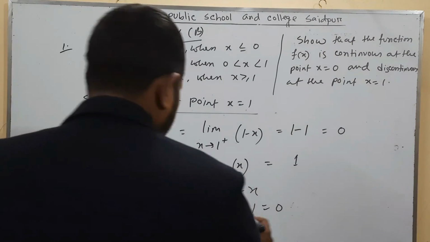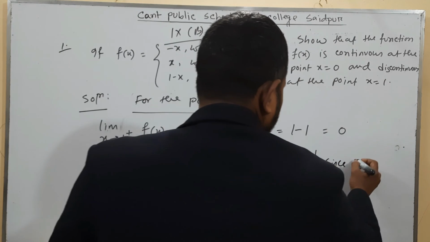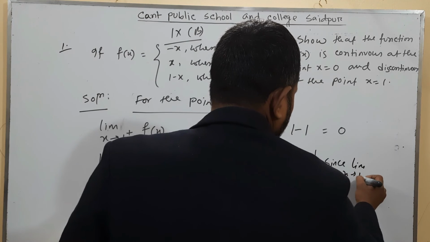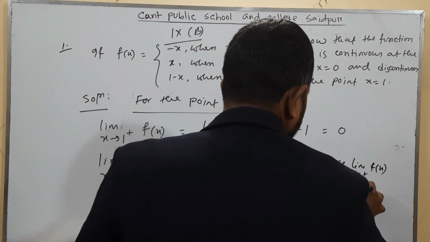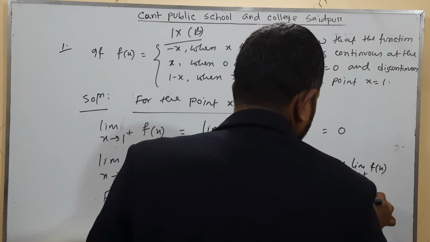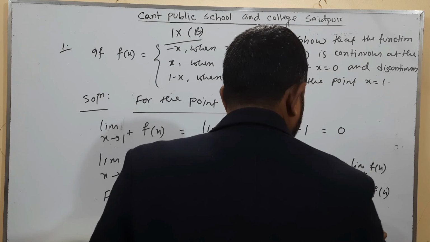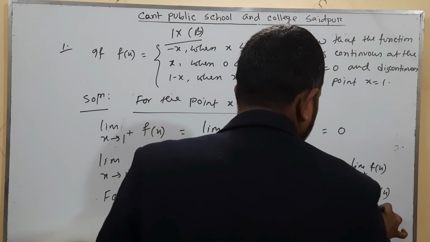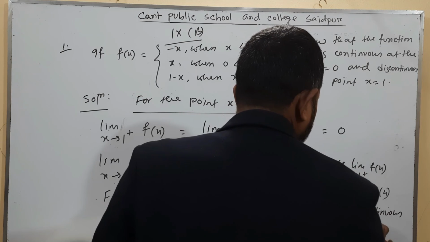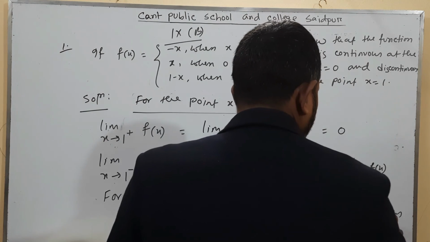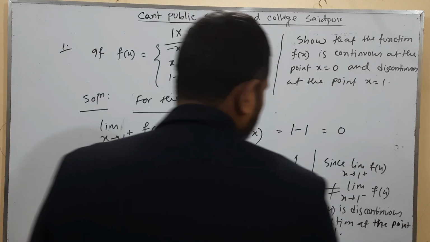That is, since limit x tends to 1 plus of f of x is not equal to limit x tends to 1 minus of f of x, the function f of x is discontinuous at the point x equal to 1.